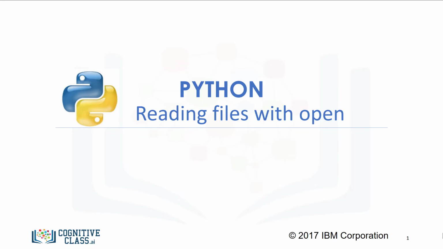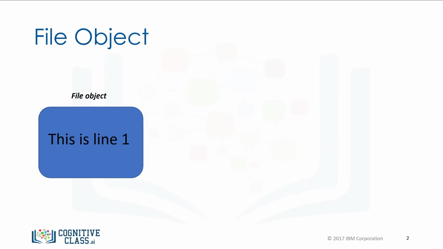In this section, we will use Python's built-in open function to create a file object and obtain the data from a txt file. We will use Python's open function to get a file object. We can apply a method to that object to read data from the file.